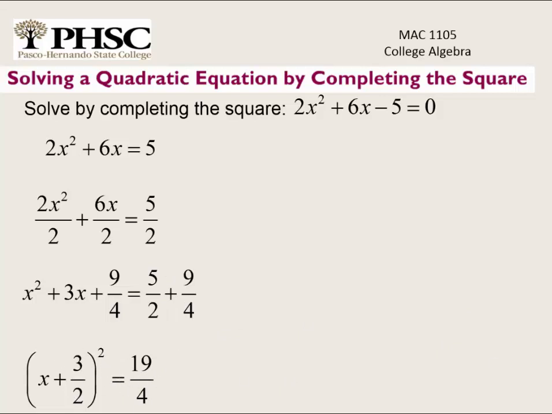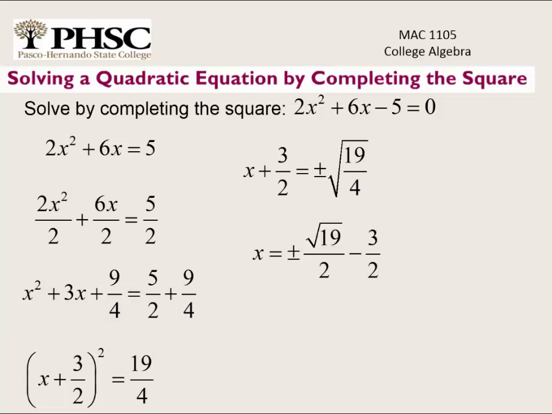Now this we can solve because we already know how to solve that. So we take the square root of both sides, and then we subtract the 3 over 2. So then x is going to be equal to plus or minus square root of 19 over 2 minus 3 over 2, which then I can further break down into x is equal to square root of 19 minus 3 divided by 2, or negative square root of 19 minus 3 divided by 2.